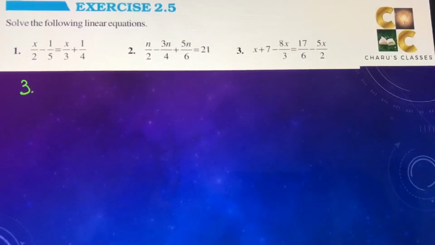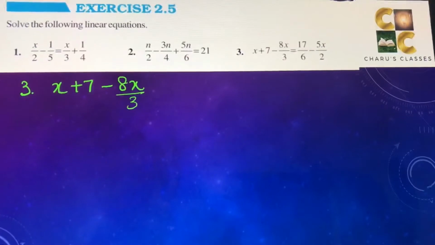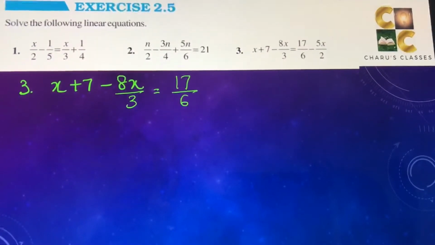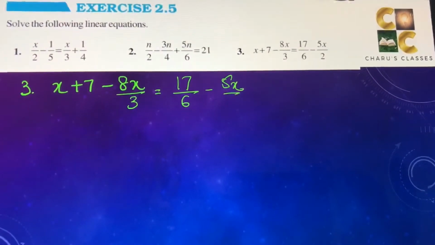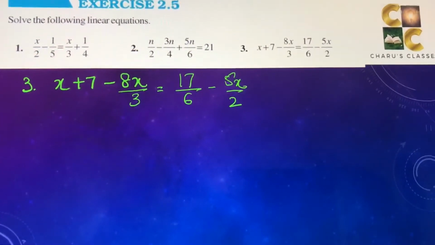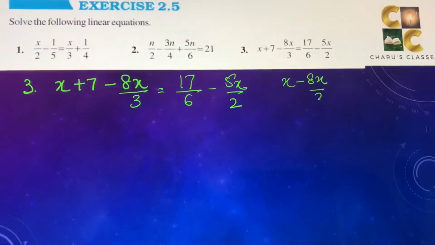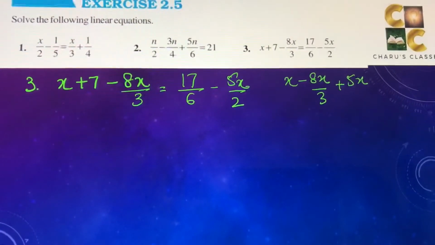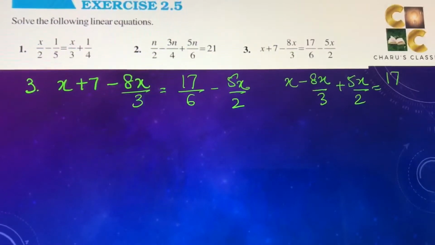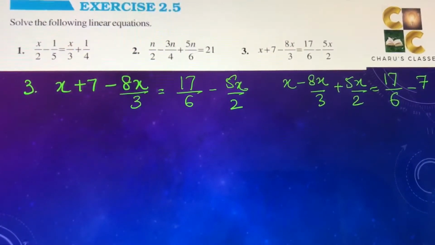Third question, x plus 7 minus 8x by 3 is equal to 17 by 6 minus 5x by 2. First we will take the x terms together. So in this case we are having x minus 8x by 3 plus 5x by 2 is equal to 17 by 6 is there and minus 7.